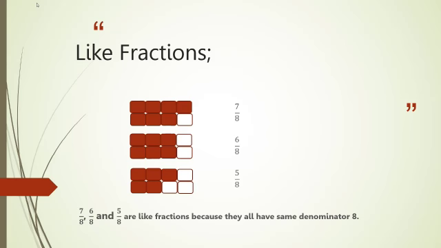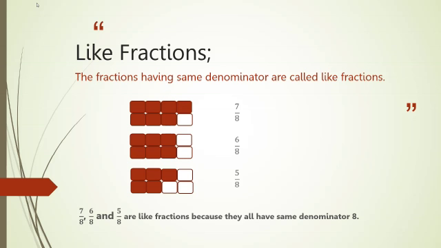Now we are going to derive the definition of like fractions. The fractions having the same denominator are called like fractions. The first shape is divided into 8 equal parts and out of 8 parts, 7 parts are colored. So the first shape is showing the fraction 7 over 8.